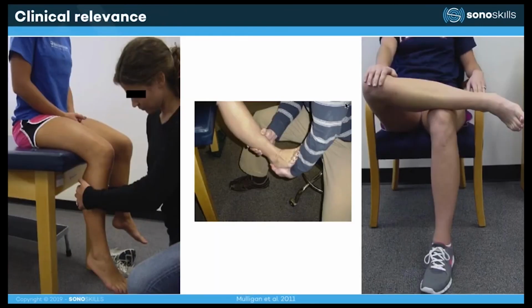And also here, always check it out with a functional movement. For example, this anterior tibiofibular ligament, you can check in the left image with a squeeze test, or in the middle with a dorsiflexion test, or with compression on the right side, which give you extra clinical information and also information about the clinical relevance.